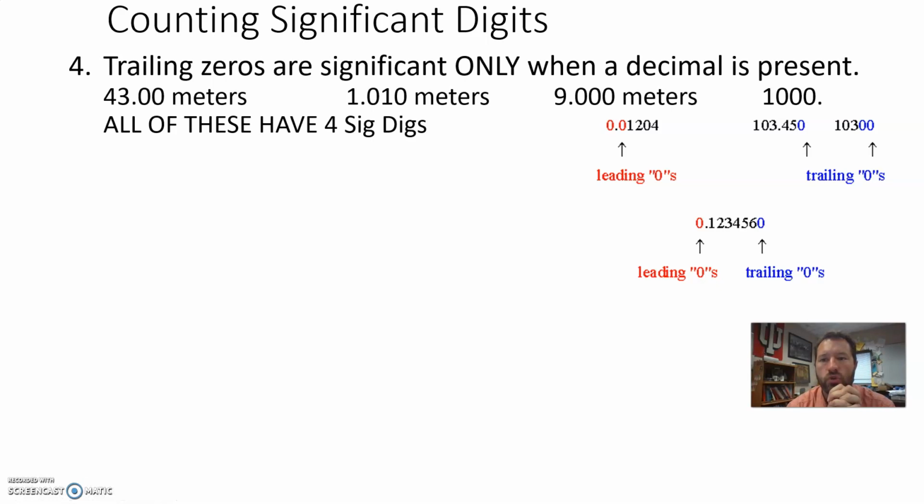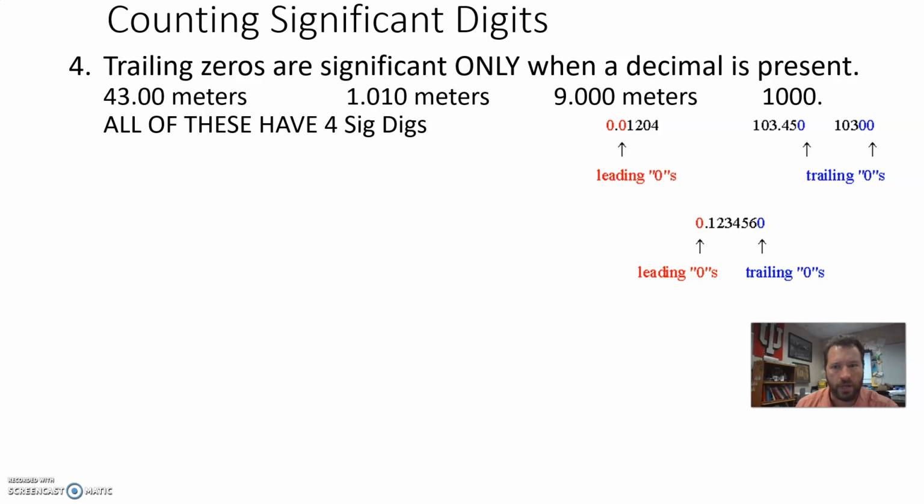All right, comes to trailing zeros. So here's an image where we have leading zeros in red and trailing zeros on the end. Here's the rule with trailing zeros. Sometimes they're important, sometimes they're not. Sometimes they're significant, sometimes they're not. It all depends on if there is a decimal.